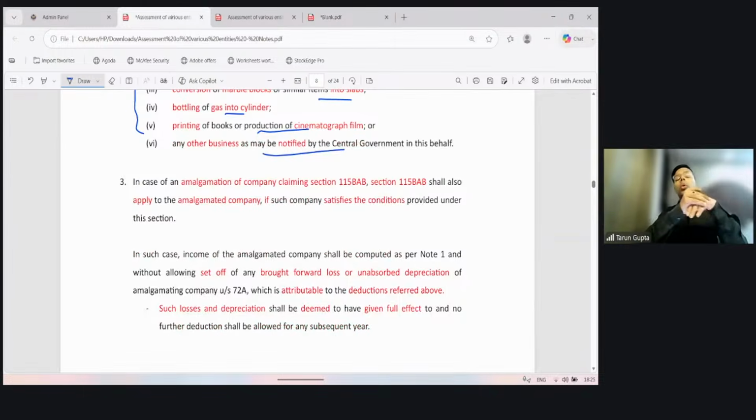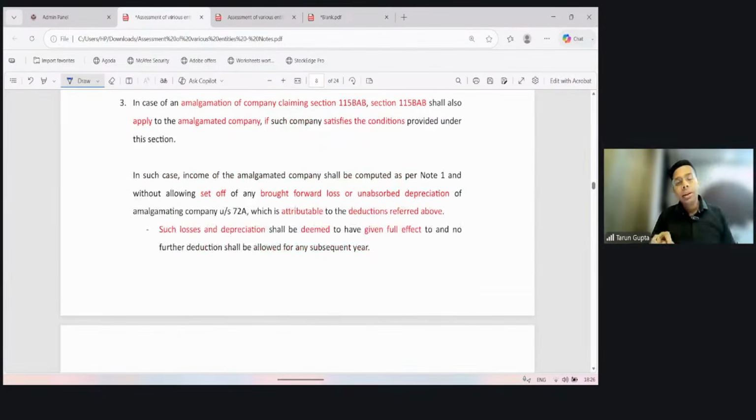As you know, 115BAB is to be claimed in the first year. But there happens a case, say there's a company which was claiming 115BAB, and now it has been amalgamated into another company. Now the other company can also claim 115BAB, provided it satisfies the conditions. However, the losses of the amalgamating company, which were attributable to deductions not allowed, shall not be allowed to the amalgamated company under section 72A, and it shall be deemed that full effect has been given to such losses.